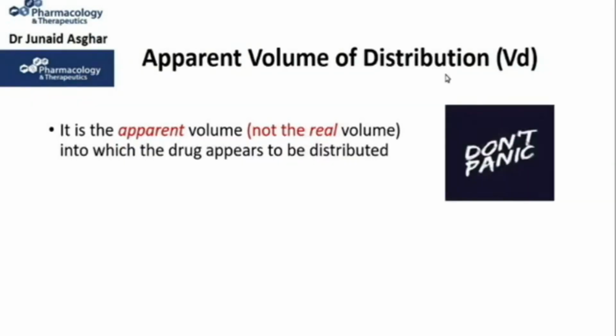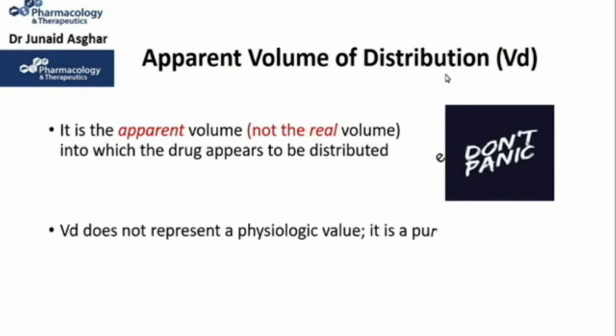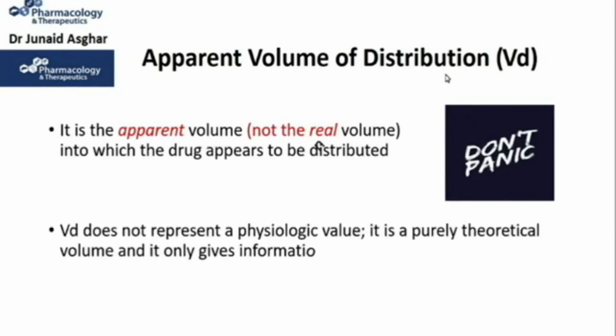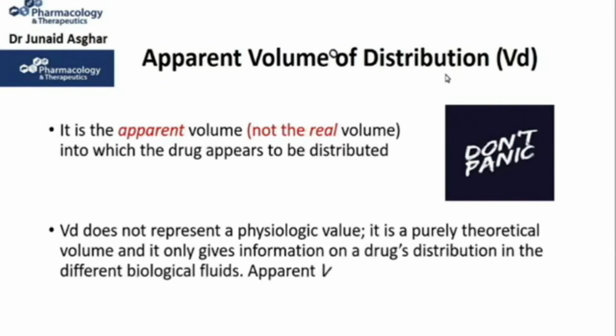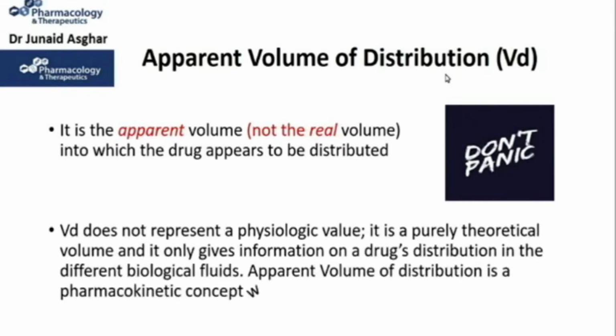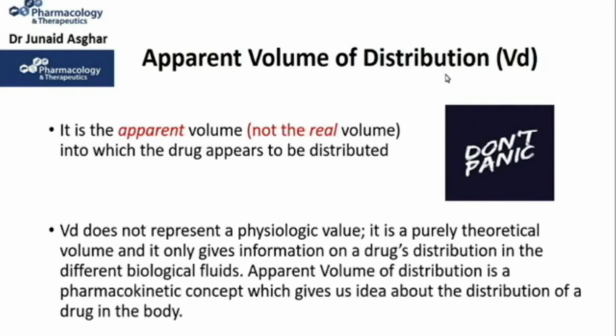Yes, and please don't panic at this stage. So VD does not represent a physiological value, as it is a purely theoretical volume, which only gives information on a drug's distribution in different biological fluids. Or apparent volume of distribution is a purely pharmacokinetic concept, which gives us an idea about the distribution of a drug in the body. VD is one of the most misunderstood pharmacokinetic parameters.